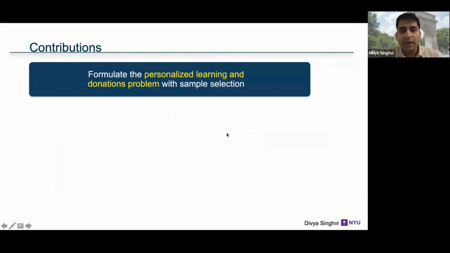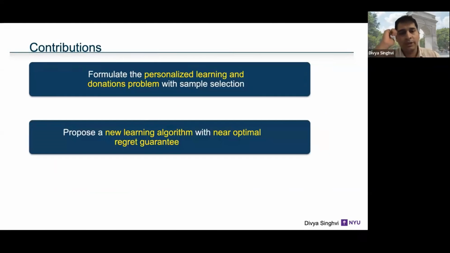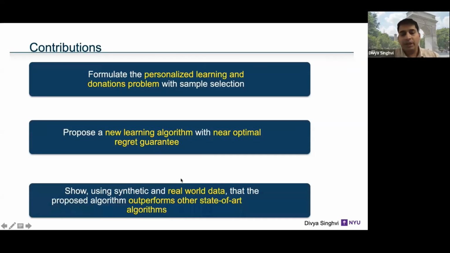Okay, so let me recap and say that we started by first formulating the personalized learning and donations problem with sample selection. Then we proposed a new learning algorithm, and the main idea here was to use Heckman's two-step estimator to correct for sample selection bias, and then use the idea of optimism under uncertainty to optimize for recommendations. Now, in the last 5 minutes, let me also briefly talk about the synthetic and real-world data experiments that we did to see how well the proposed algorithm performs.